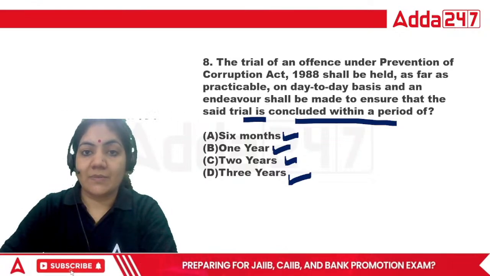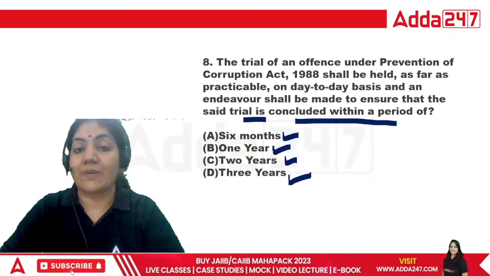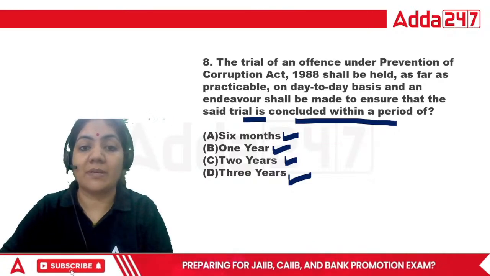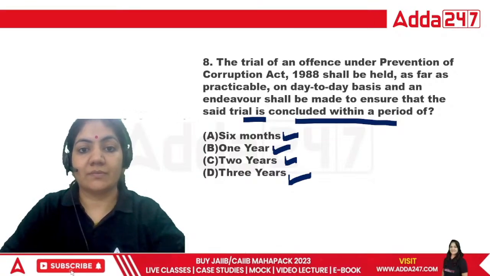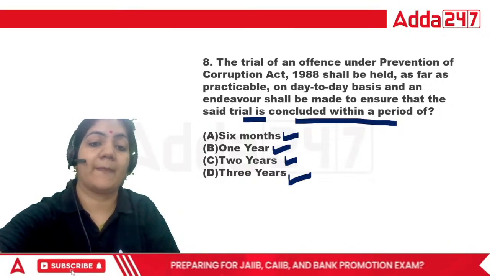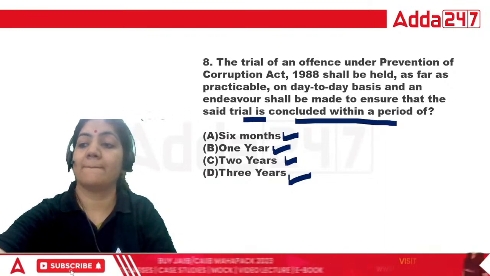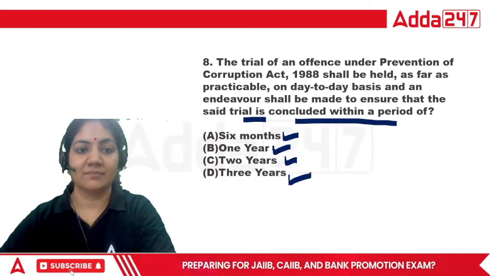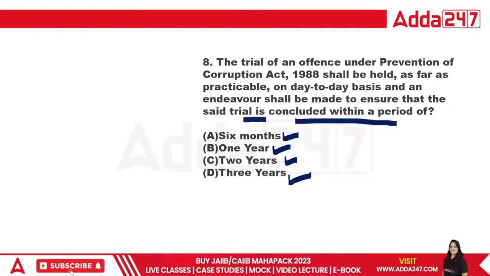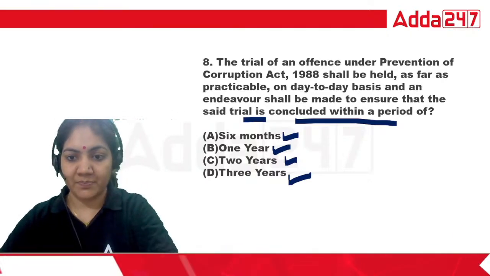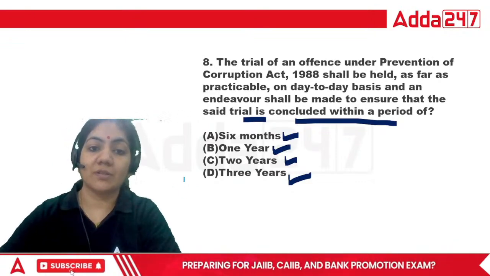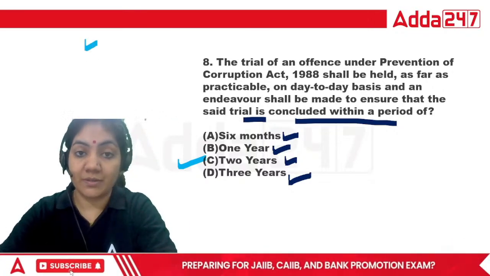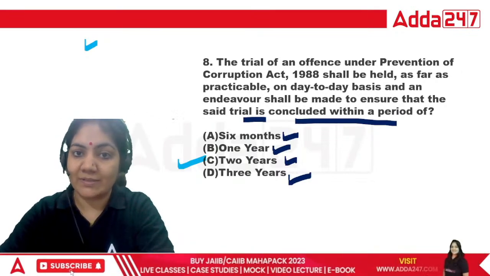The trial of an offence under the Prevention of Corruption Act shall be held as far as practicable on day-to-day basis, and endeavor shall be made to complete it. It means within how many years that should be completed? 6 months, 1, 2, and 3 year. Yes, class. What is the right answer? Within how many years it should be concluded? It should be concluded within 2 years. So within 2 years they have to finish the trial. Okay, so for the eighth one, C is the right answer.